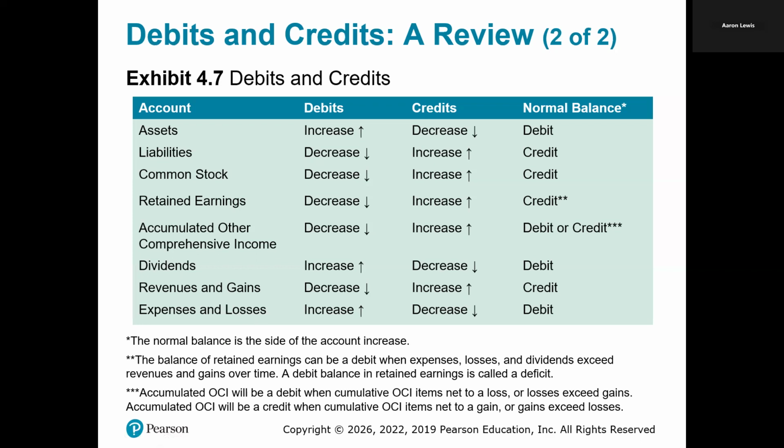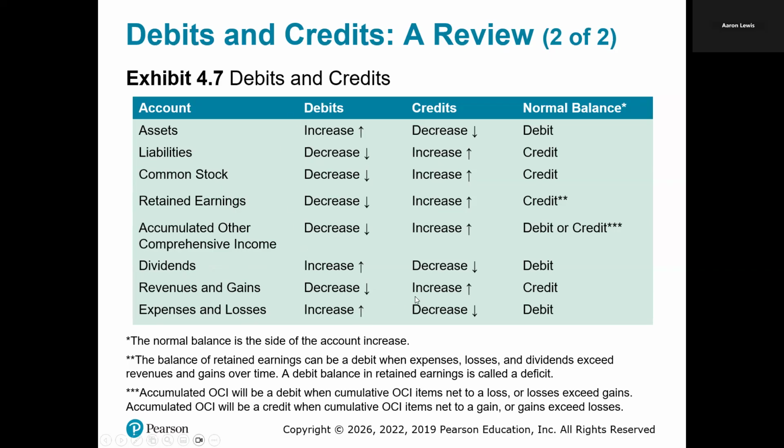So they should work the opposite way that equity accounts work. And equity accounts work by increasing on the credit side and decreasing on the debit side. And yep, we can see right here that both dividends and expenses and losses, things that will decrease your equity, work opposite. They increase on the debit side and they decrease on the credit side.